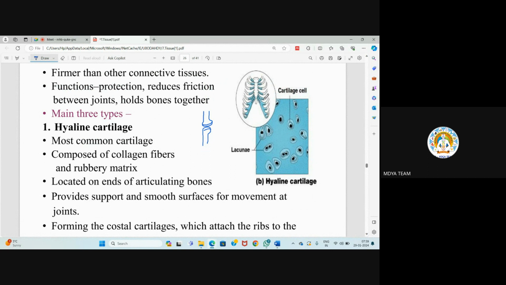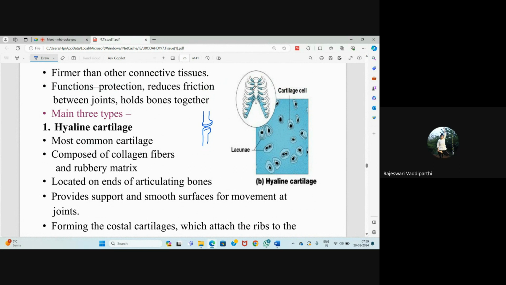So these cartilages are known as costal cartilage. Articulating means jointing bones. Articulation means joint, and articulating bones means bones are getting jointed together. Where bones are jointing each other, hyaline cartilage is located there. In that place, hyaline cartilage is present.